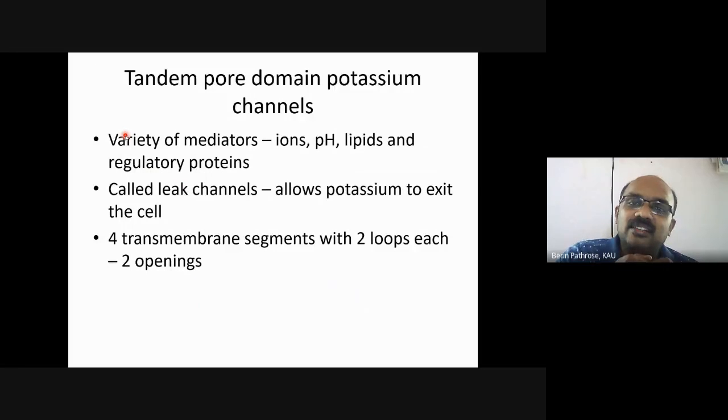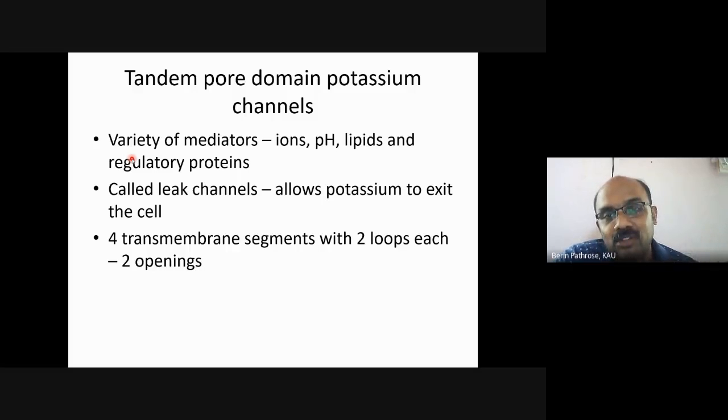And the next one is the tandem pore domain potassium channels. This is one of the least understood potassium channels in biology. Its structure is not that well understood, and its function is not that well understood. That's why in the first sentence it is written that it has a variety of mediators. That means its opening and closing is controlled by several things.